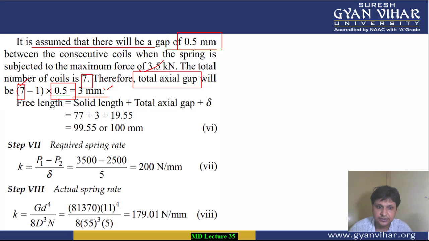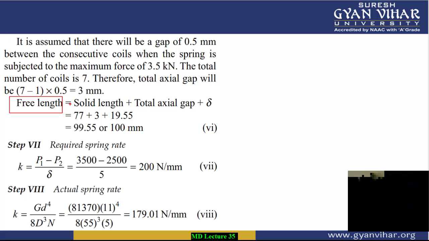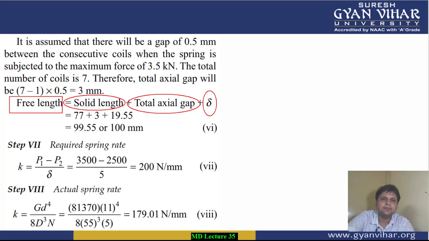It is equal to 3 mm. Alright. Then after, from the total axial gap value, we can calculate the free length, because we know the formula. Free length is equal to solid length plus total axial gap plus this particular value of actual deflection. Actual deflection we have calculated is equal to 19. Total axial gap, here in the above step you can see 3 mm we have calculated. Solid length which we have calculated is 77.